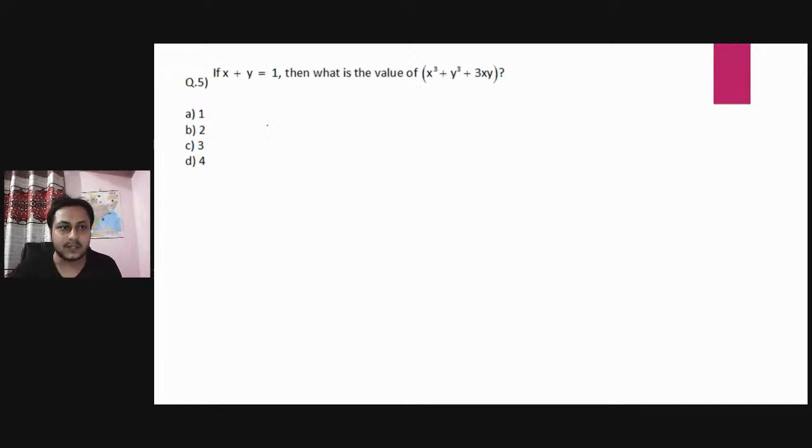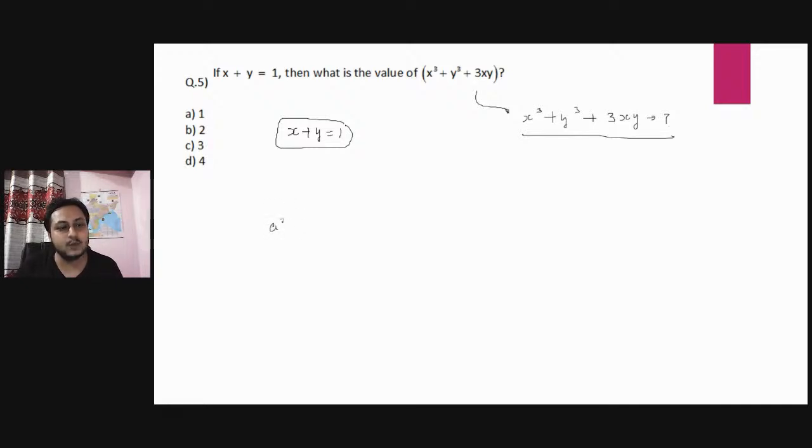Now, question number 5. It is given that x plus y equals 1, and you have to find the value of x cube plus y cube plus 3xy, right? Another interesting question. For this, you have to know this one.